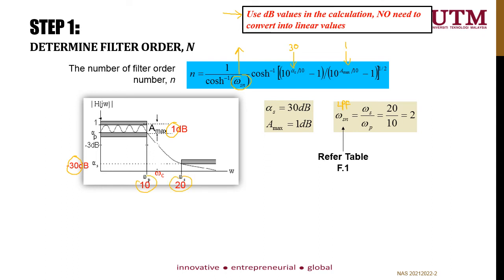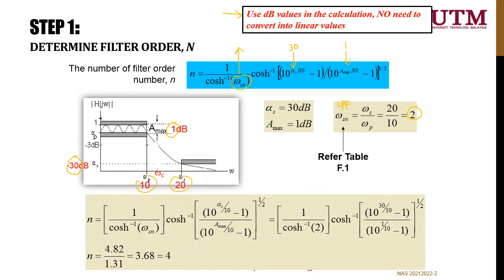So your omega Sn is 2. Then put in all the values you have into the general equation. Omega Sn equal to 2, and your alpha S is minus 30 dB, you just put positive 30. You don't have to consider the negative. And then Mx equal to 1, so you just put 1. Then you have your N equal to 3.68.